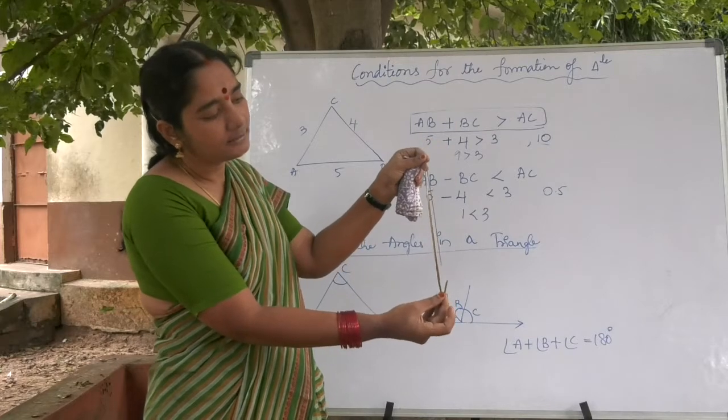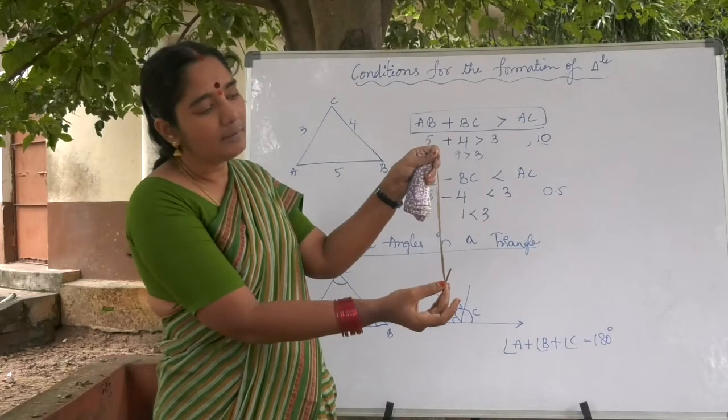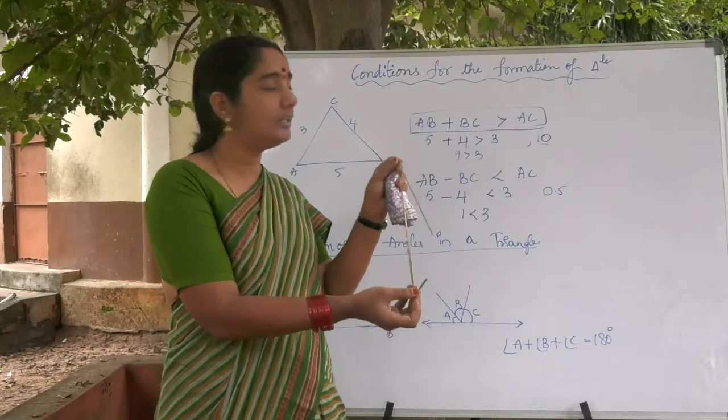Now you can see, the difference is 1. But I am taking another side as 0.5. So, I cannot form a triangle. Now, I think you understood.